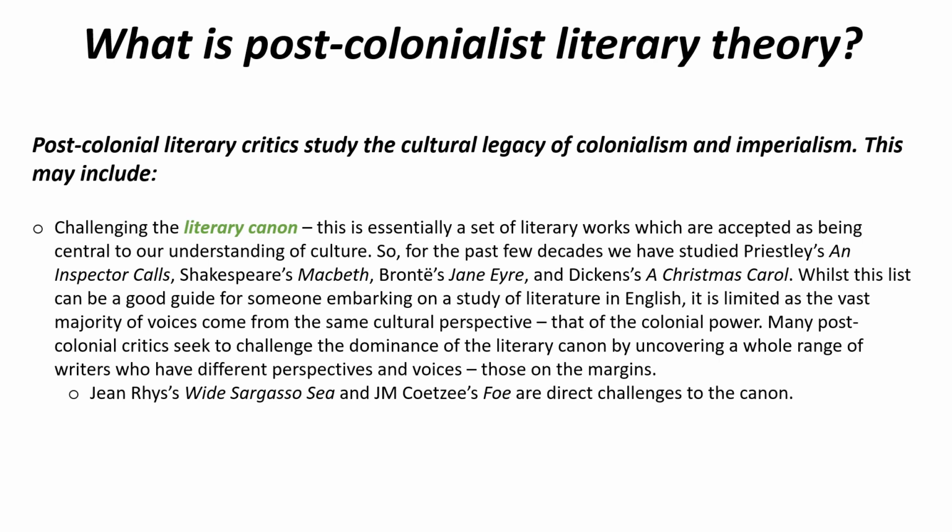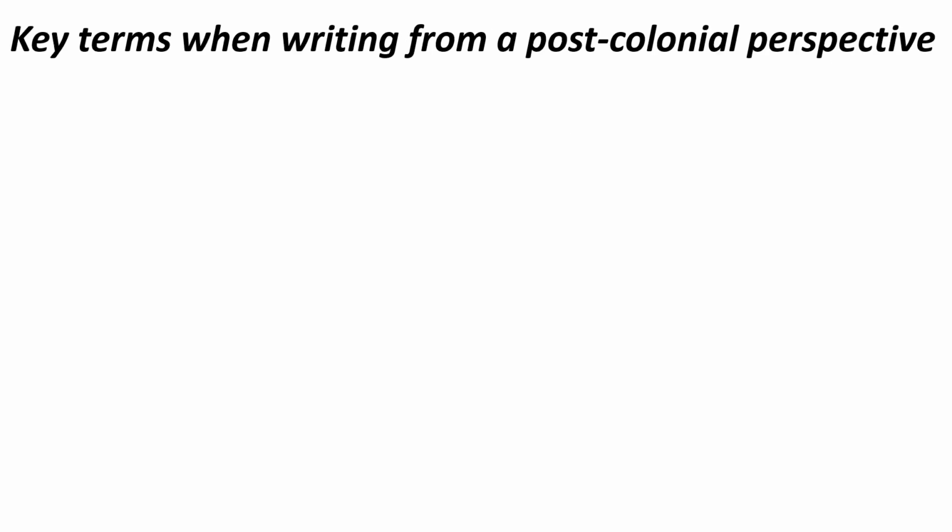And again, we can look at Jean Rhys's Wide Sargasso Sea and Coetzee's Foe. These are direct challenges to the canon. These are texts which write against Jane Eyre and Robinson Crusoe and say, you've got it wrong here. There's more to these stories than what you've said.